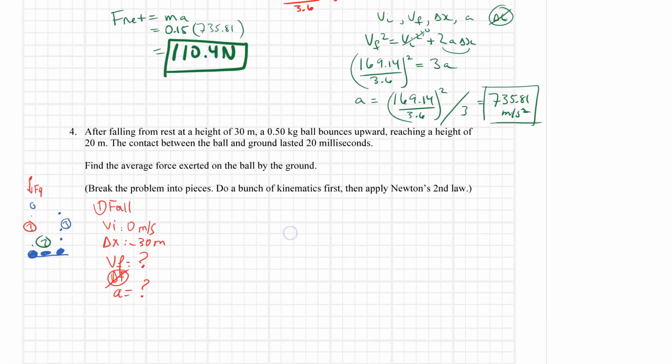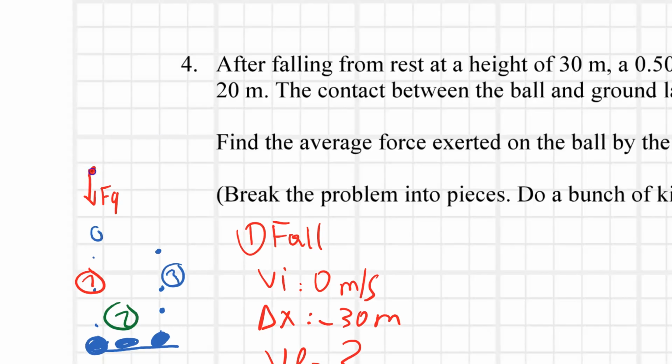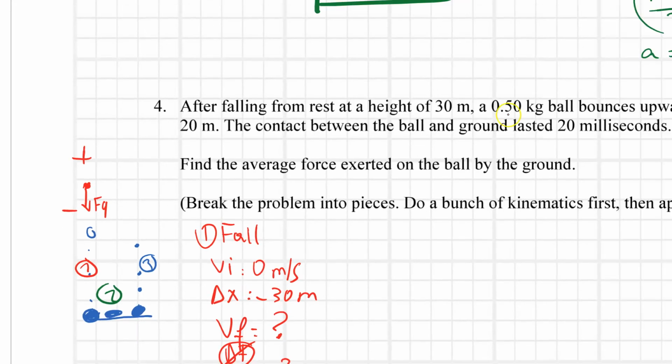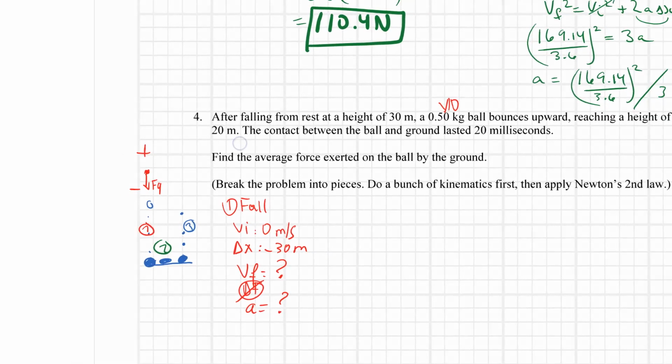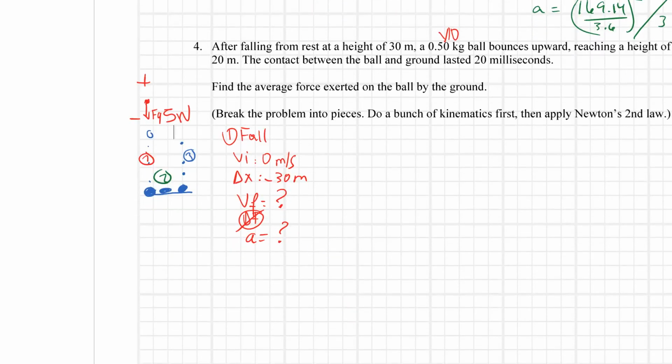Okay, so the force diagram looks like this: force of gravity on the ball acting downwards, and that's going to be negative. And we know the mass of the ball is 0.5 kilograms, so we can multiply this by 10 because we know gravity is 10 times mass, so that would be 5 newtons. So then we can easily use this equation: a equals F net over m, which is 5 over 0.5, and that's negative 10 meters per second squared. So then we know the acceleration is negative 10 meters per second squared.